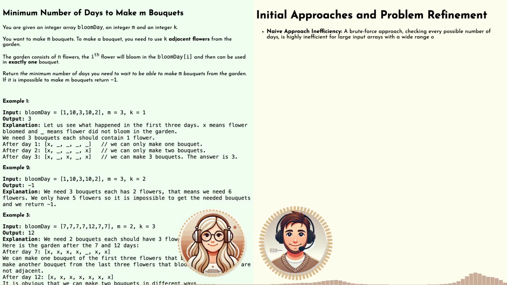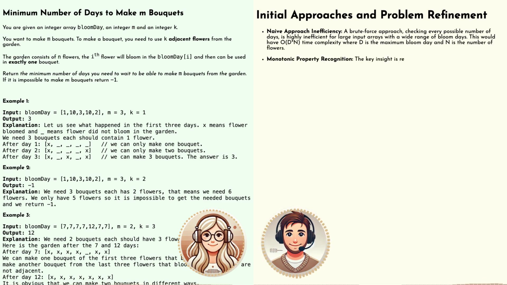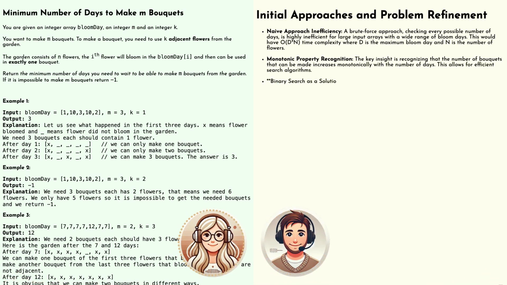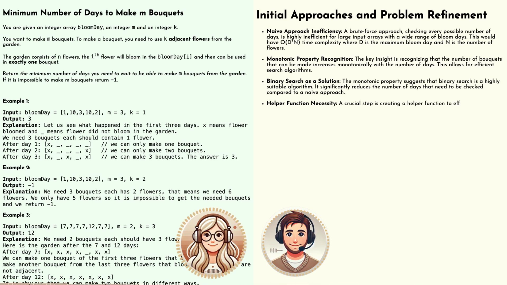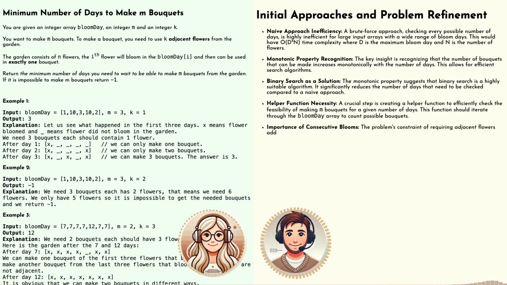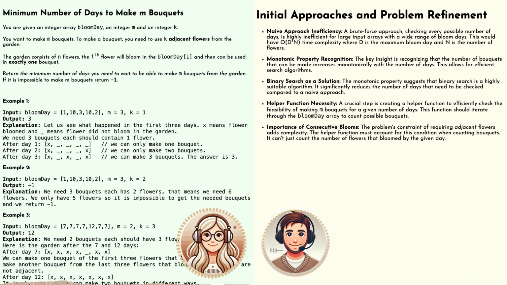For sure. Okay, so let's say our bloomDay array is 1, 10, 3, 10, 2. Simple example to start. We need 3 bouquets, and each one just needs 1 flower for now. All right. I'm picturing it, like rows of flowers. Visualizing always helps. So on day 1, only that first flower pops open. Day 2, the last one joins in. But we can't actually make all 3 bouquets until day 3. I got it. That's when we have enough flowers blooming next to each other. Makes sense when you see it laid out like that.